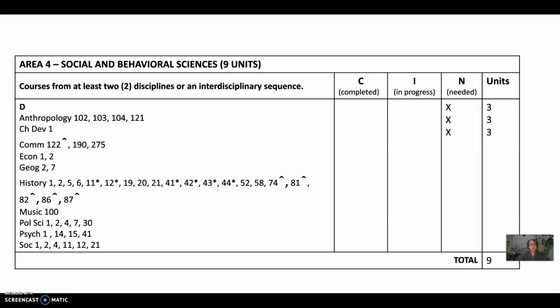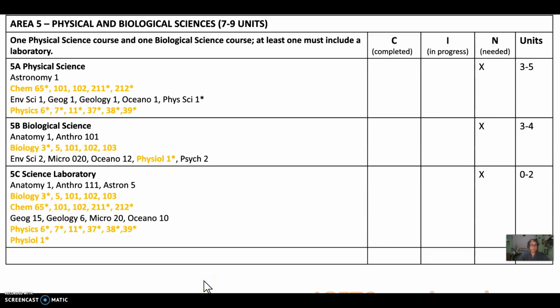Okay, Area 4, Social and Behavioral Sciences. Again, 9 units are required, 3 classes, and they have to be from at least 2 disciplines. For physical and biological sciences, much like on the CSUGE, you need a physical science, a biological science, and one of these sciences has to have a lab.